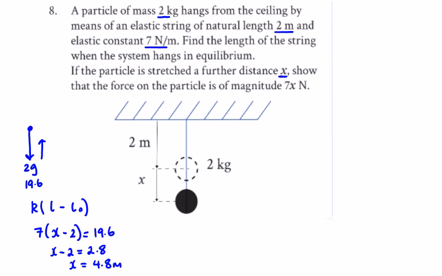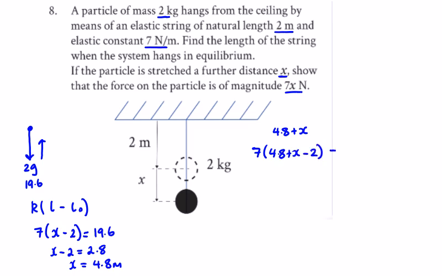Then it's brought down another bit, it's brought down another x, so the distance now is 4.8 plus x. And show that the force on the particle is of magnitude 7x newtons. Okay, so the force up is going to be 7 times 4.8 plus x minus the 2.